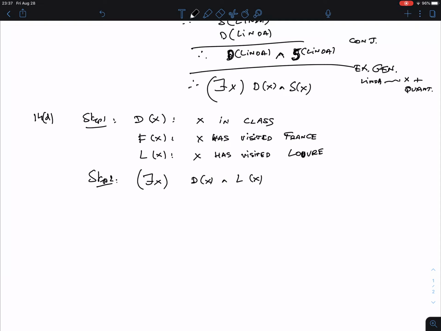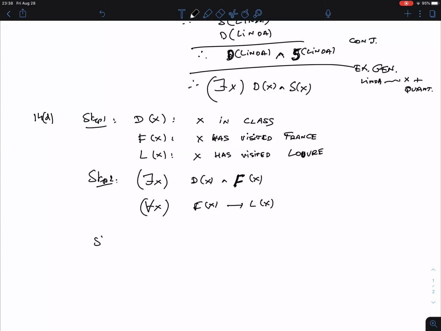The second statement says everyone who goes to France visits the Louvre. That's clearly a universal: everyone, all, for all. Let's reformulate it. If you go to France, then you visit the Louvre. So it becomes clearly an implication. So f of x... Oh, sorry, I got confused. My first statement was there is someone in this class who has been to France, so that was F, not L. Sorry about that, I got my letters confused. And so now the second statement, everyone who goes to France visits the Louvre, is F of x implies L of x.